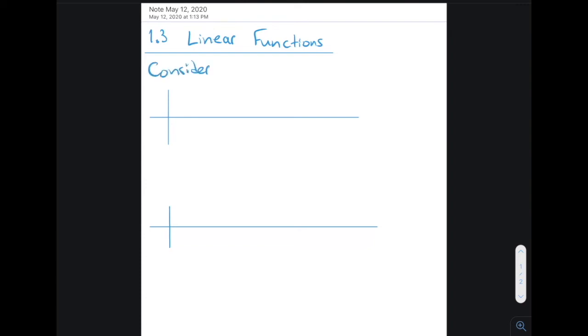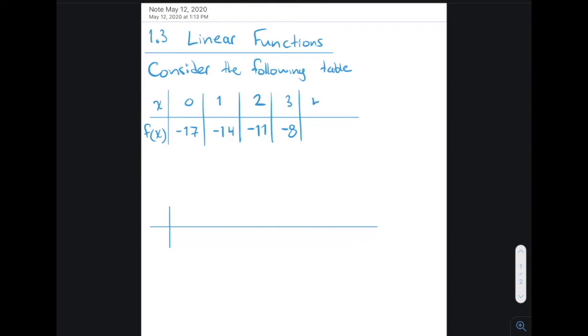Let's begin by considering the following table. We'll have x be our independent variable and f of x be our dependent variable. We'll be looking at the function f. f of 0 is negative 17, f of 1 equals negative 14, f of 2 equals negative 11, f of 3 equals negative 8, f of 4 equals negative 5, and f of 5 is left as our question.